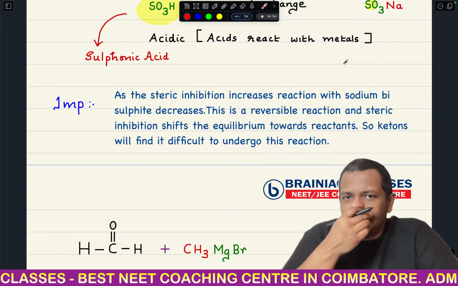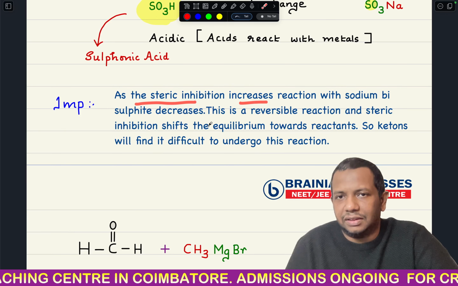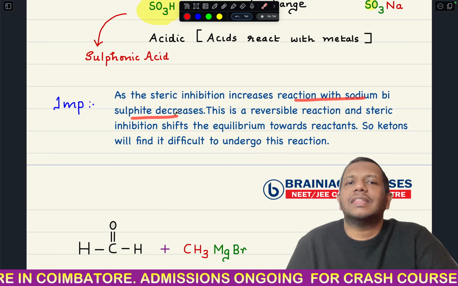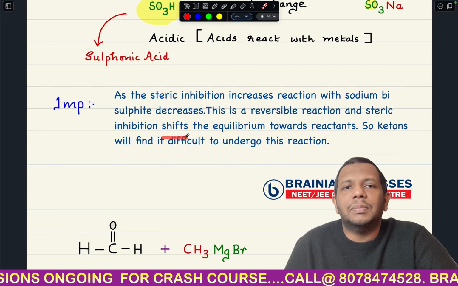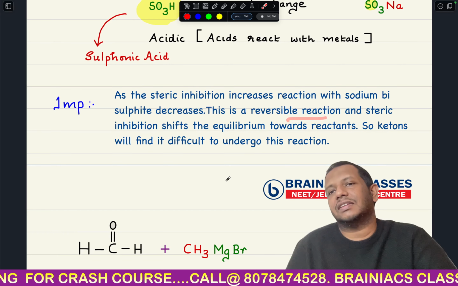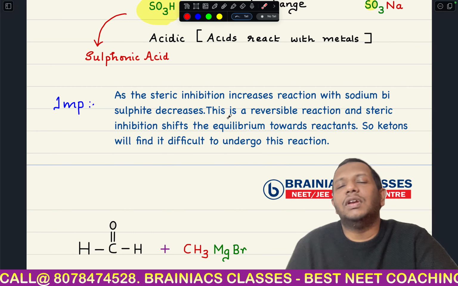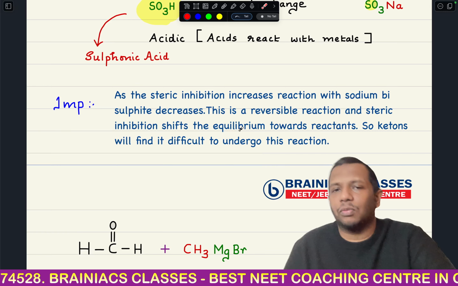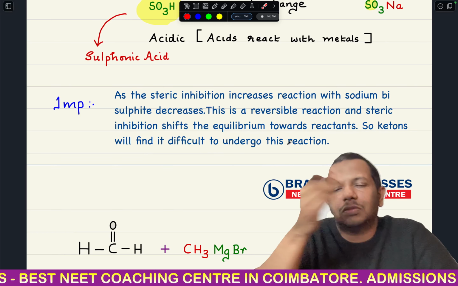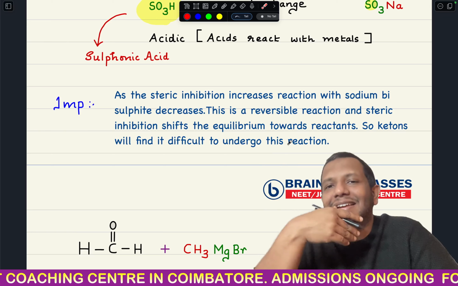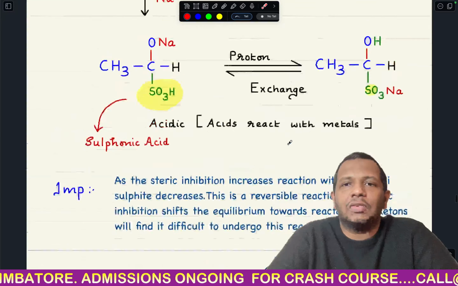Now I have repeated the same lines I have taken from your NCERT. As the steric inhibition increases, the reaction with sodium bisulfite decreases. And we know that this is a reversible reaction, and the steric inhibition shifts the equilibrium towards the reactants. So that's why whenever acetone is taken, because it's a reversible reaction, the reactant will not undergo reaction, or it will not proceed forward. And that is the reason why we say ketones will find it difficult to react with sodium bisulfite. It is the lines given in NCERT, and from that we have seen already a question. Understood? Now we see the third. So here also what is the mechanism, sir?